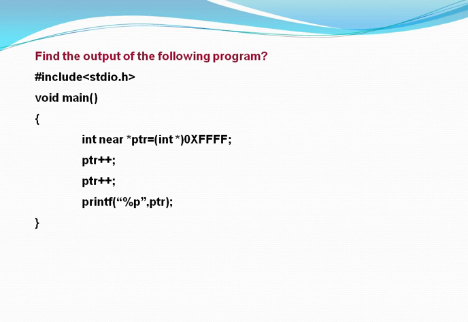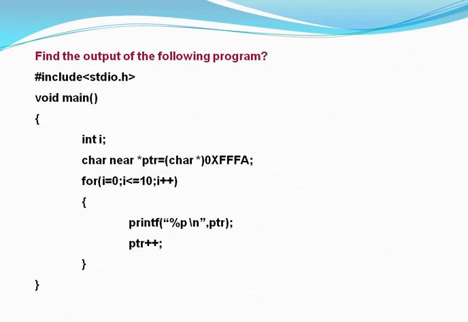So what is the output of this program? We have declared one variable near star ptr. We have assigned it a hexadecimal value. Now we have incremented ptr by 2, ptr plus plus and ptr plus plus. Now we are printing the ptr address. So what is the result? 0003 is the final result.